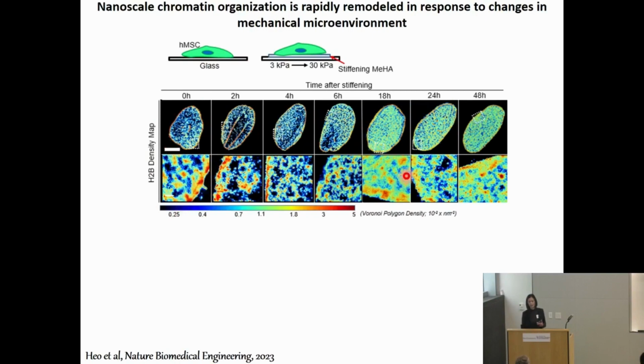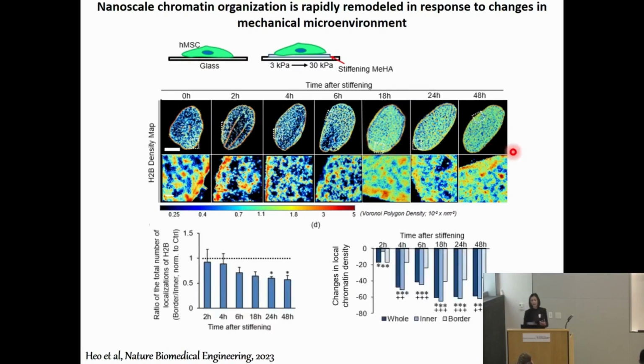Over time, it becomes more internalized to the nuclear interior and less compacted. And once again, we can quantify this. And these changes happen within a few hours. And interestingly, the compaction goes down within already a couple of hours upon stiffening, followed by a spatial remodeling from the periphery to the nuclear interior.